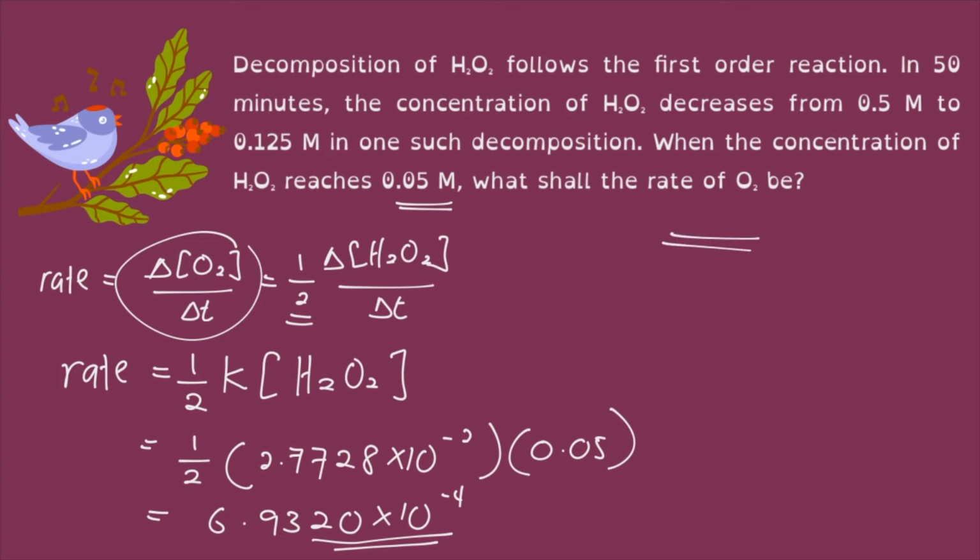oxygen, the rate of oxygen, because it is actually equivalent to 1 over 2 delta concentration of hydrogen peroxide over delta T. So we convert that to the rate law, and then you can get the rate for oxygen gas, which is actually equivalent to 6.9320 times 10 to the power of negative 4.